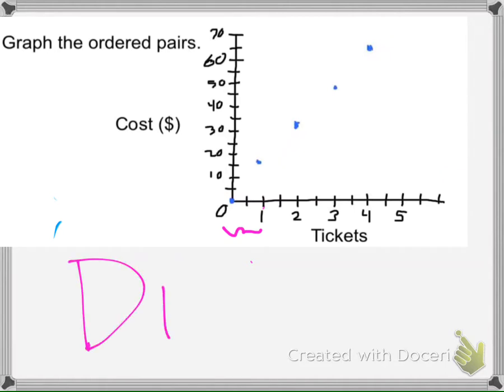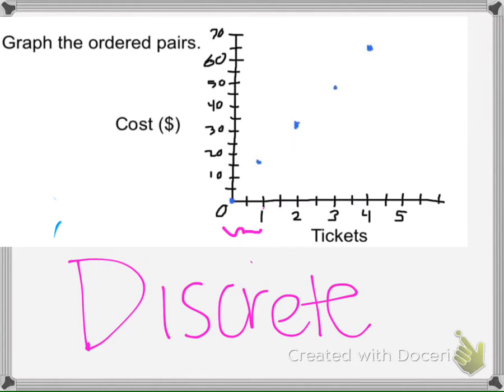So this is discrete because we don't want to connect the points. We don't want the stuff that's in between these. We don't want to include all these points that are in between.